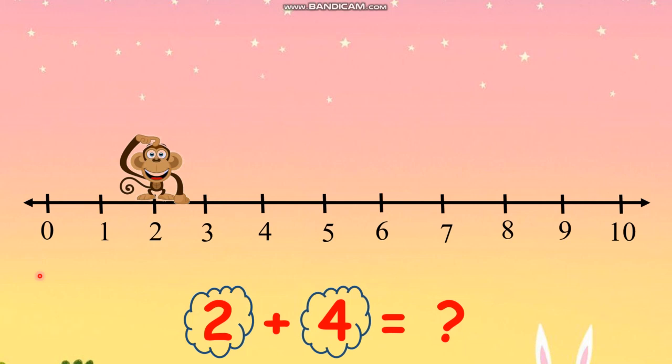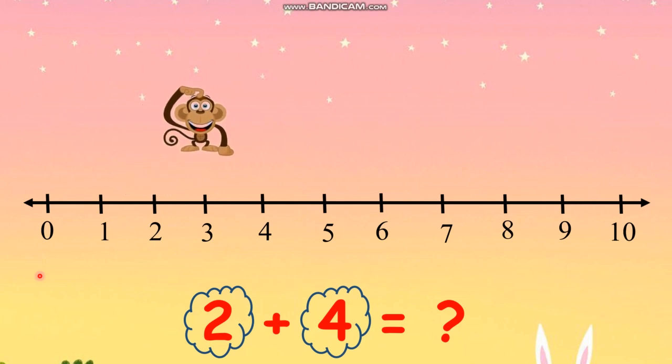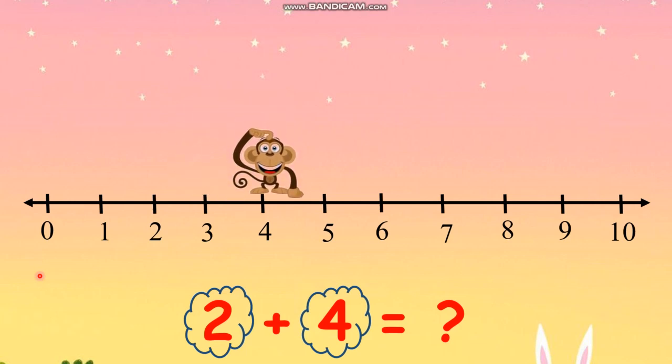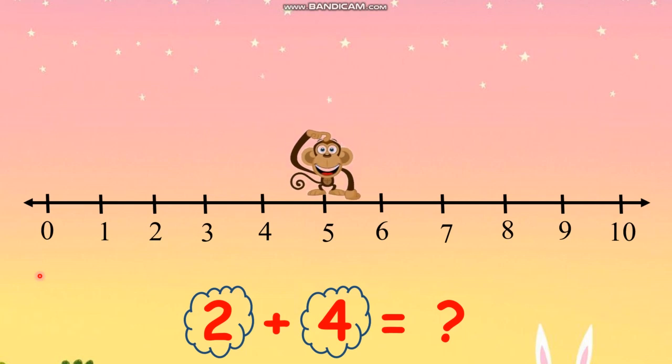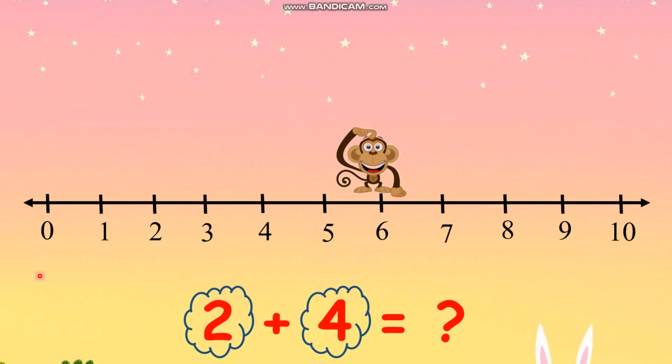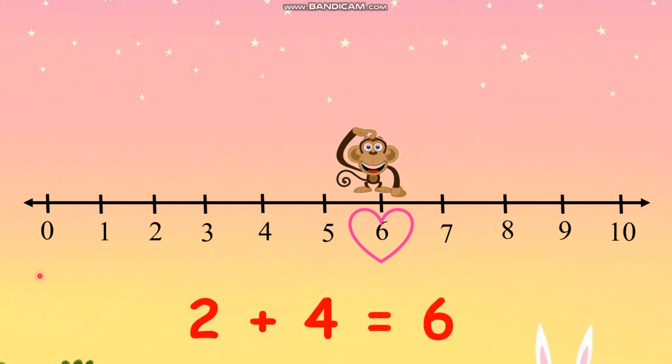Okay, so let me make Darcy jump. 1, count with me. 2, 3, 4. So Darcy has jumped 4 times. And where has she arrived? On which number? Yes, it is the number 6. So what is the answer? 2 plus 4 equals 6. Yes, we have solved addition on a number line.